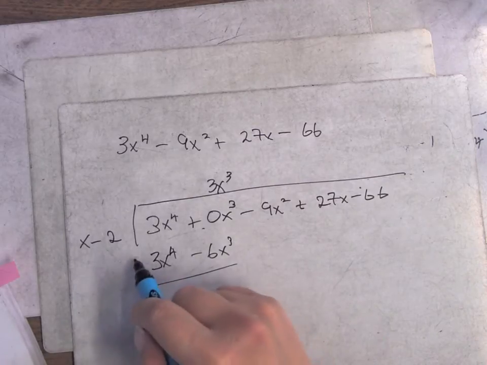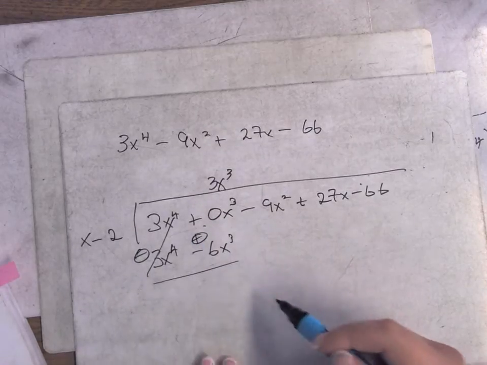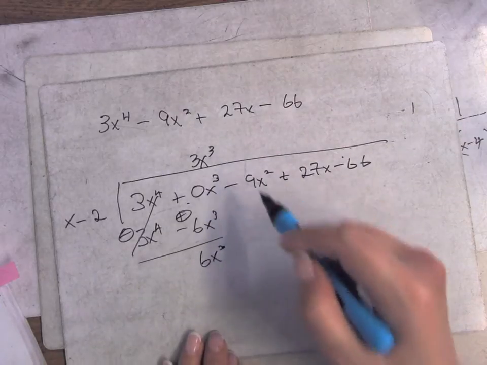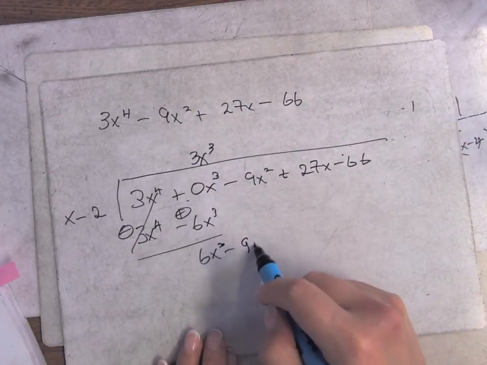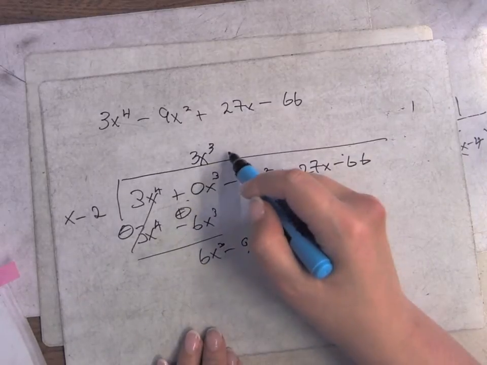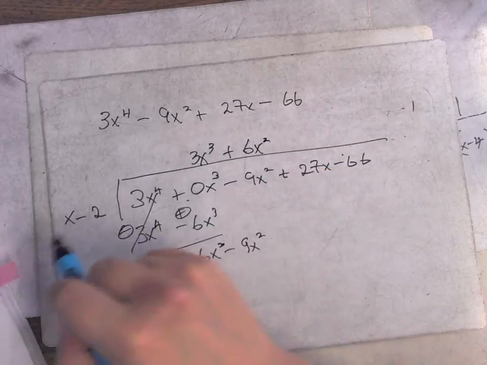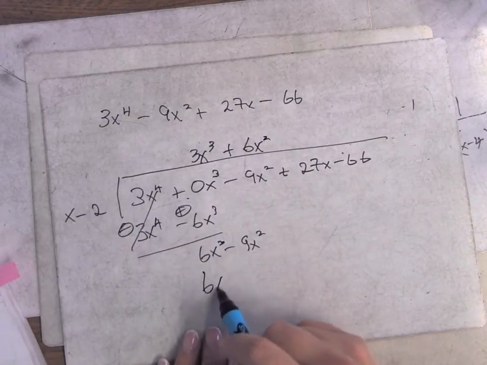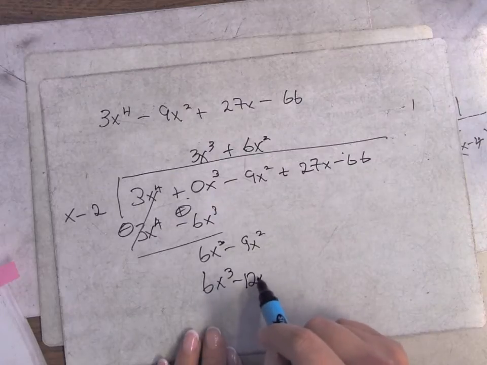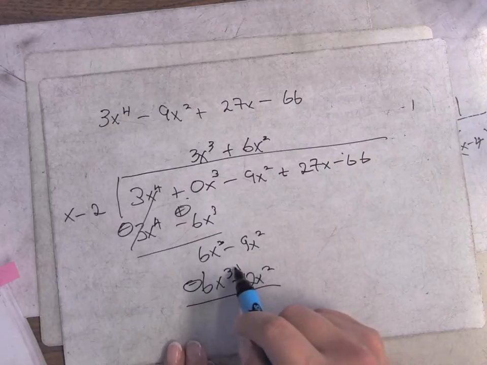Then you need to subtract. So to subtract, you change the signs. They cancel, which is what you want to happen. And then you have 6x cubed. Then you bring down the next term, which is minus 9x squared. So x into 6x cubed goes 6x squared times. Multiply 6x squared by x is 6x cubed. 6x squared by minus 2 is minus 12x squared. Change the signs. That's a minus, that's a plus.